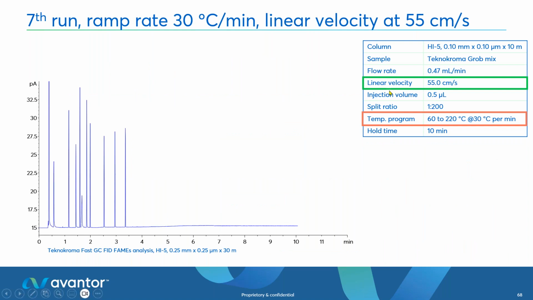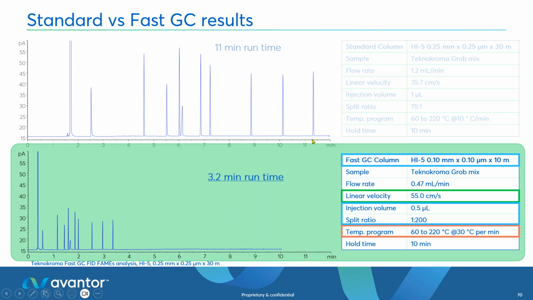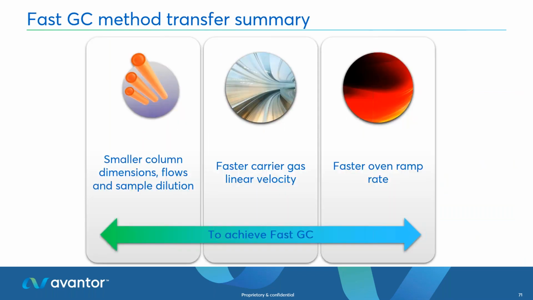Then the final run, we've got the increase in linear velocity, and we've got 30 degrees per minute for the oven ramp. And you can see we've got less than 3.5 minutes. So when we compare them, you can see we've gone from above 11 minutes and we've gone down to 3.2 minutes. And really, we've not changed that many parameters, but as long as you're doing it step by step, you can monitor and check what's going wrong, go back, adjust, and you can try and find the optimal settings for FastGC method setup from standard GC.